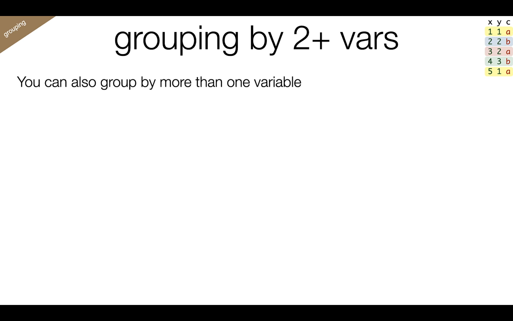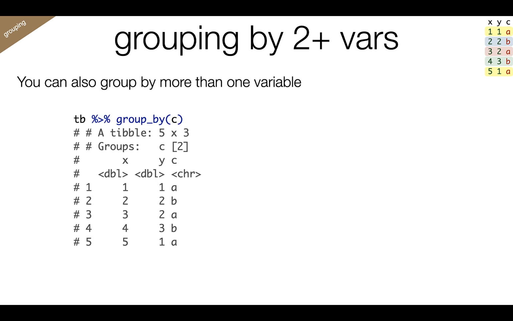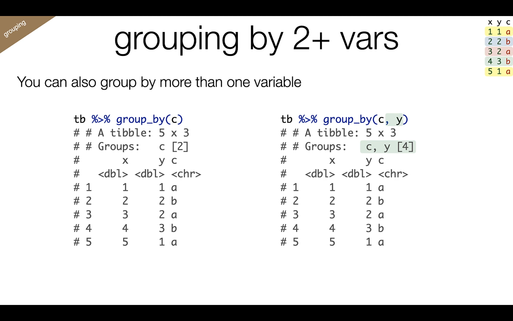You can also group by more than one variable. Up until this point, all we've seen is group by c, or group by x is less than 2.5. If we wanted to group by several variables simultaneously, we just delimit them with commas. So here I've grouped by c and y. The grouping uses those two variables, and there are 4 different combinations. Those combinations you can see up here. There's the 1a combination, the 2b combination, 2a combination, and 3b combination.